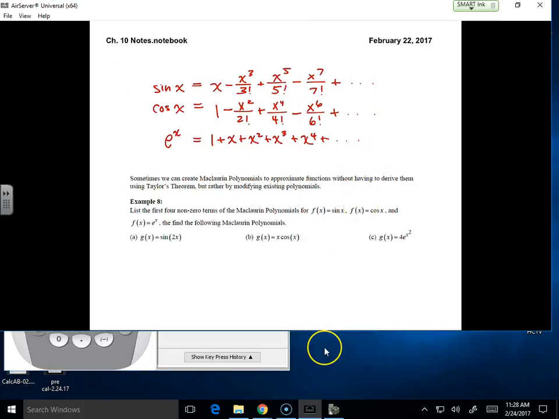I'm trying to remember if it's e to the... I'm trying to use my memorization technique, but it's not working super well. We haven't made our endeavor card out of it yet. We know that e to the x... and we're trying to find it at 0, right?